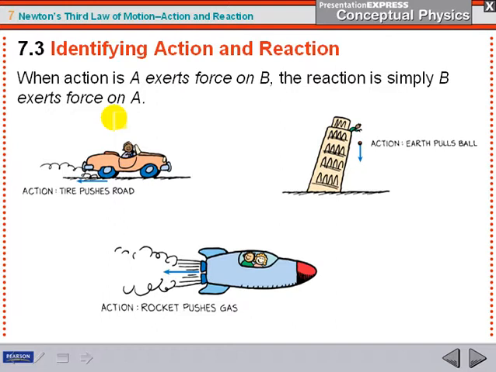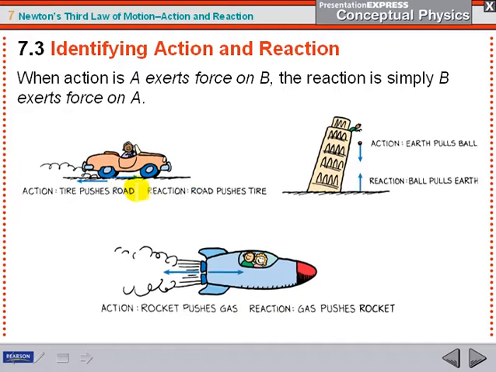So A exerts a force on B, reaction is B exerts a force on A. Action: tire pushes on road, reaction: road pushes on tire. Earth pulls on ball, ball pulls on earth. And this one here is the one that most people have a problem understanding, is that when the earth is pulling on you, you're also pulling back on the earth.